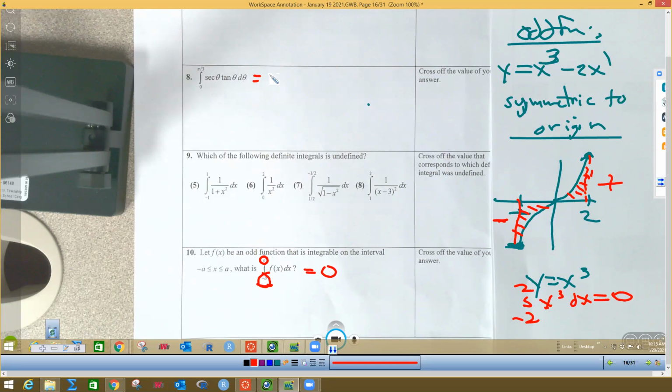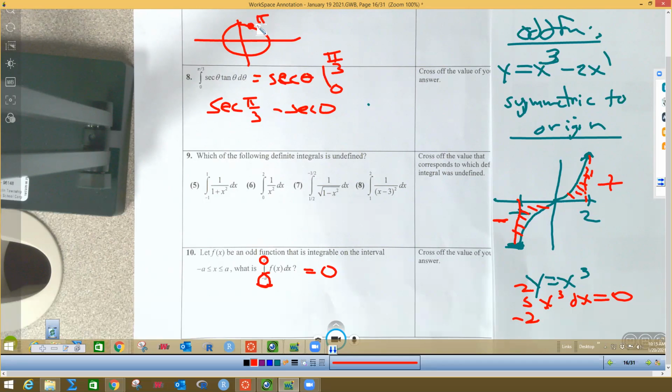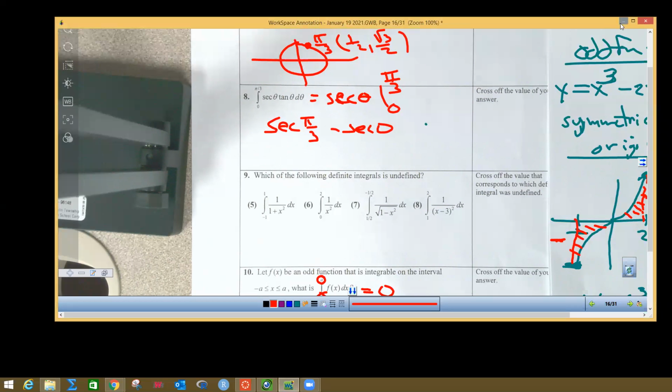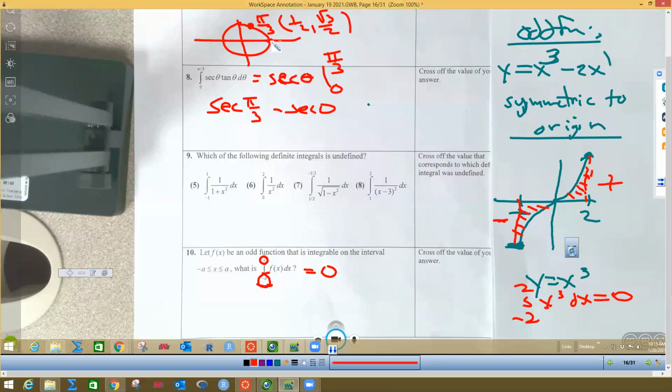This is just straight up one of your integral problems. The integral of secant tangent is secant, and you're doing it from 0 to pi thirds. So that would be the secant of pi thirds minus the secant of 0. Well, pi thirds is up here at 60 degrees, and the ordered pair there is a half and radical 3 over 2. And 0 is over here on the unit circle, which is (1, 0).